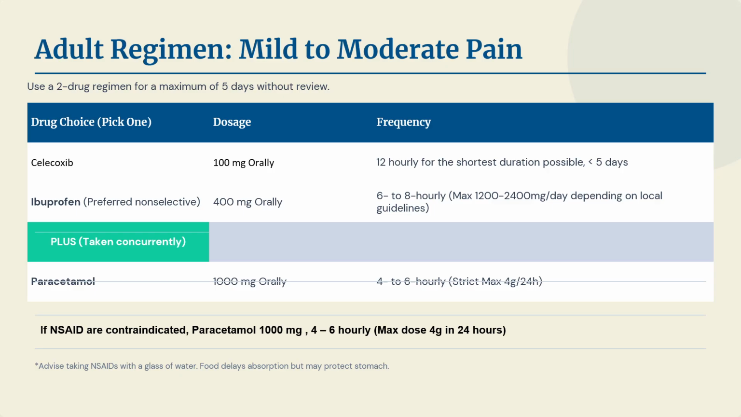And then paracetamol: 1000 milligrams, which is generally two 500 milligram tablets, orally, 4 to 6 hourly. And please restrict paracetamol usage to a maximum of 4 grams per 24 hours because paracetamol causes liver toxicity.